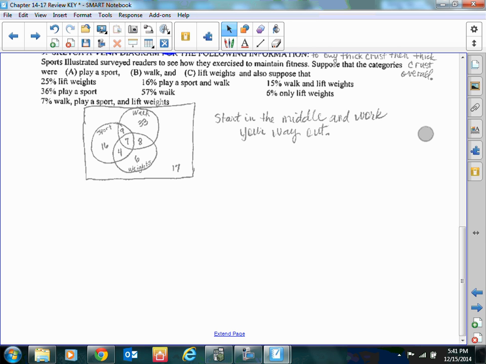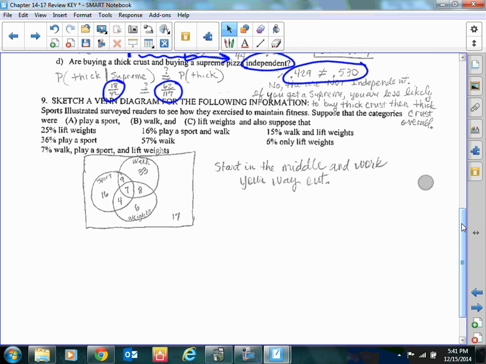All right, on this Venn diagram, remember that I told you you have to start with the most strict category. So in this case, the one that has 3. So I can see that I've got the sports, the walking, and the lifting weights, and this is where I would start. 7% walk, play a sport, and lift weights. So that's where I started.